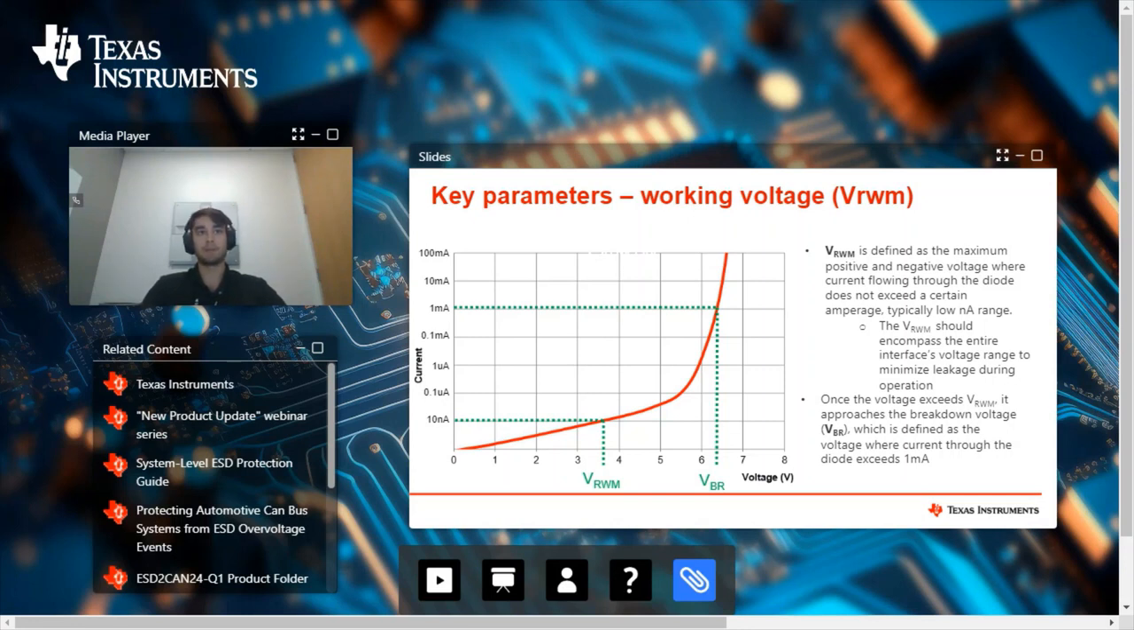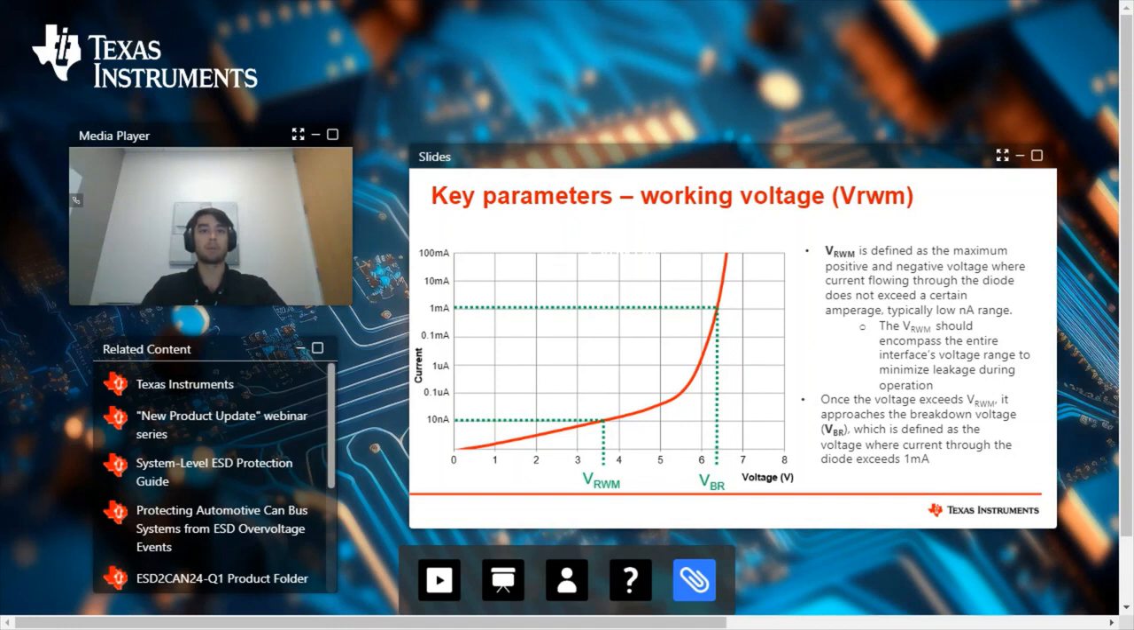So this is the IV curve for a 3.6 volt diode here. You can see that the working voltage is taken at a leakage of no more than 10 nanoamps. The main point here is that the working voltage should encompass the entire interface's voltage range to minimize leakage during operation. If you use this 3.6 volt diode on a 5 volt line, you would be leaking a lot more current during operation.